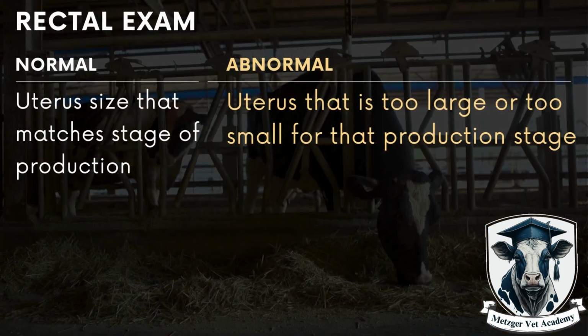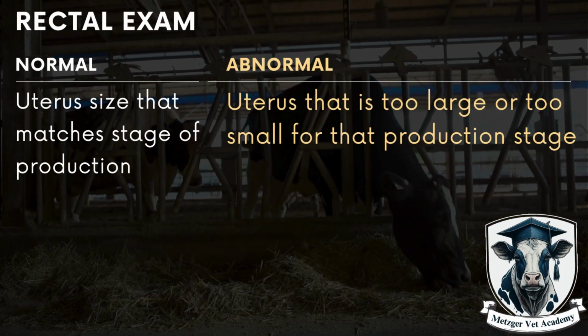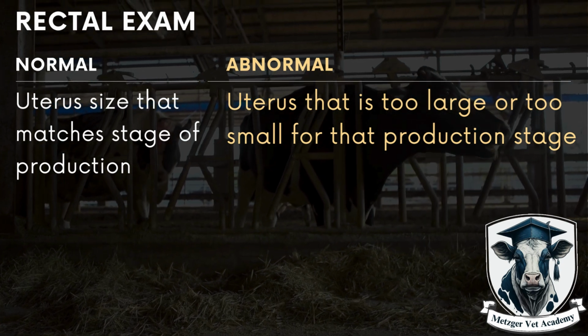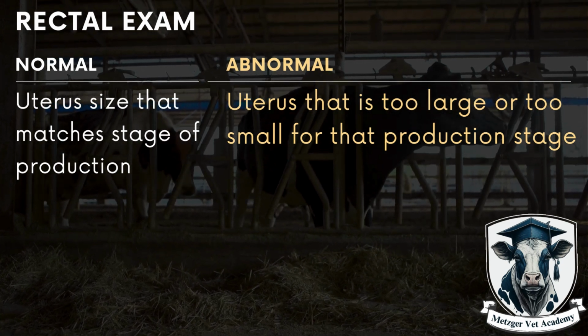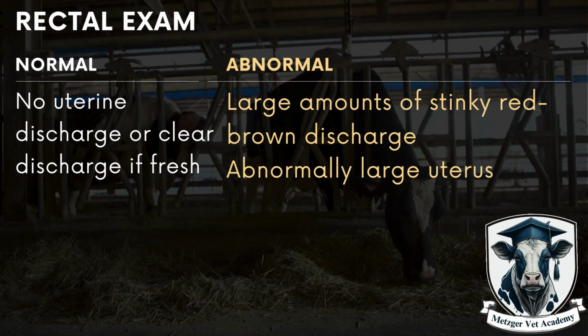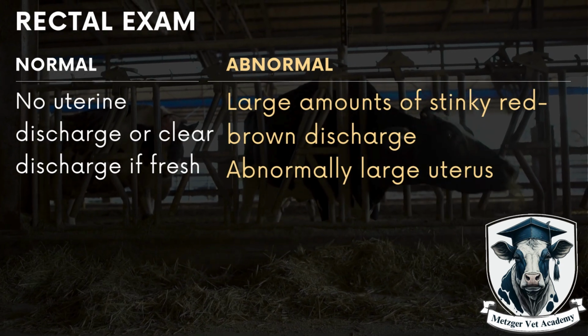Also pay attention to any discharge from the uterus. If a cow is a few days fresh, you should not be seeing a copious amount of stinky red-brown discharge coming out of the uterus when you do a rectal exam. That would be a sign of metritis.